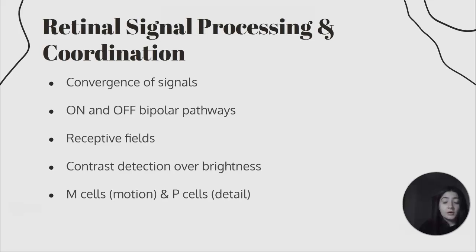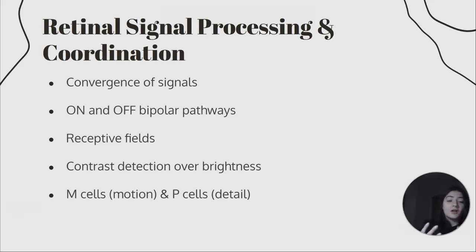Multiple photoreceptors converge onto bipolar cells, and multiple bipolar cells converge onto ganglion cells. This reduces the amount of data sent to the brain while preserving the important features and details we want our brain to receive.